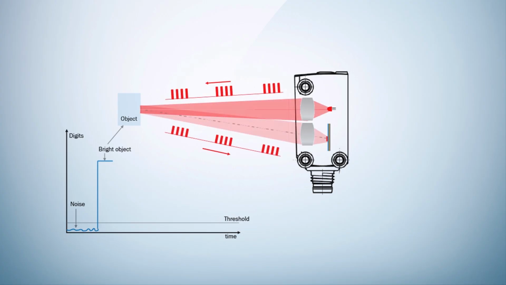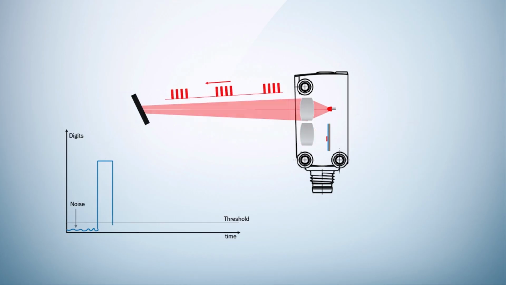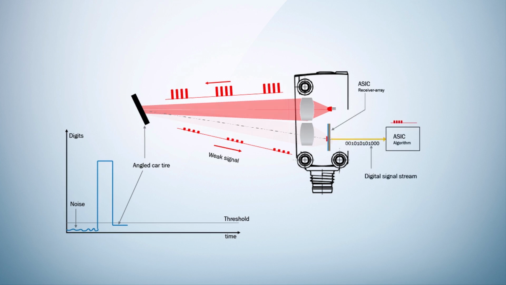Clearly, if a bright object is detected, a great amount of light is reflected, captured, and a stable signal is available. If a poorly reflecting object is now viewed at an angle, such as a car tire, the light is absorbed or reflected away, and only a homeopathic amount of light reaches the receiver. The signal drops so far that it no longer has sufficient distance to the noise and cannot be evaluated.